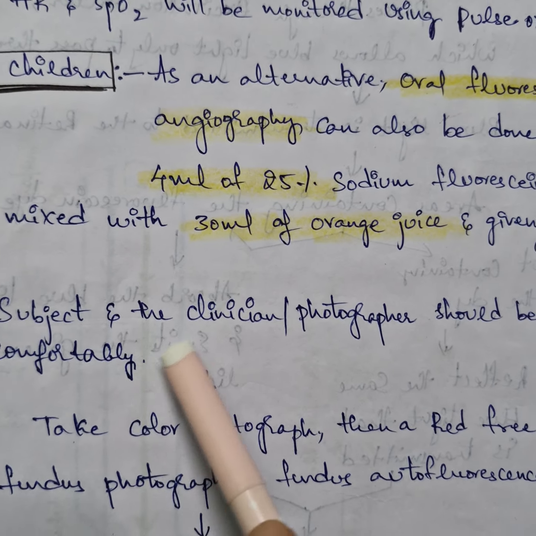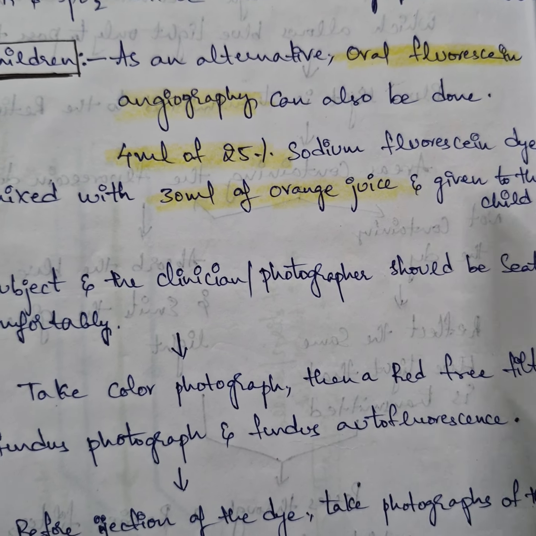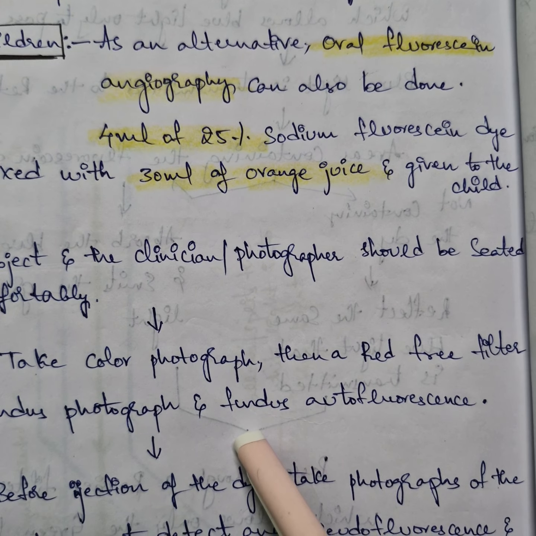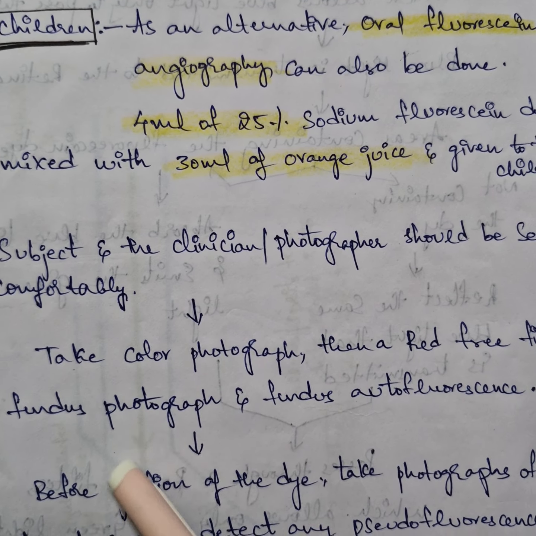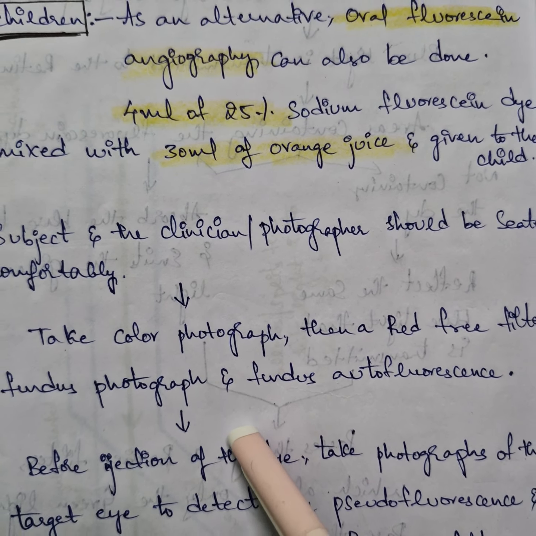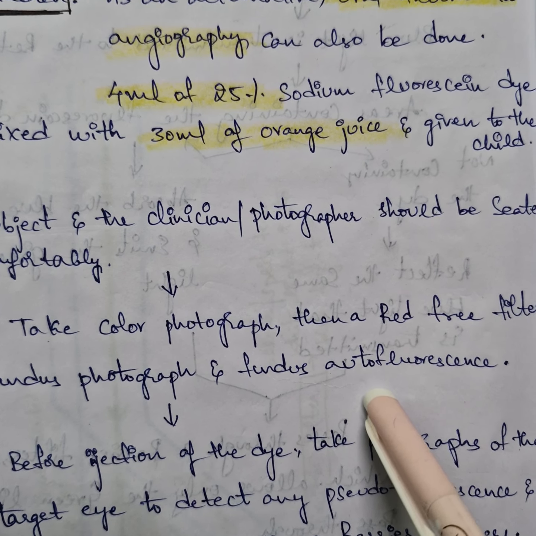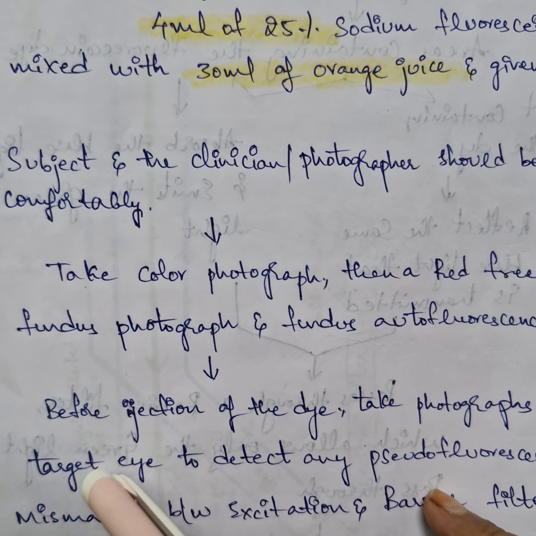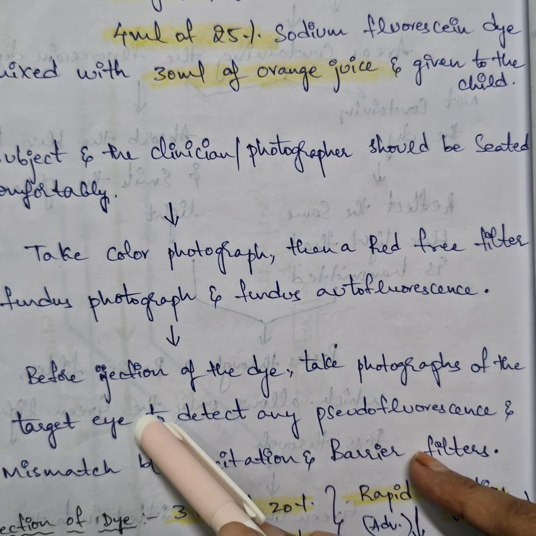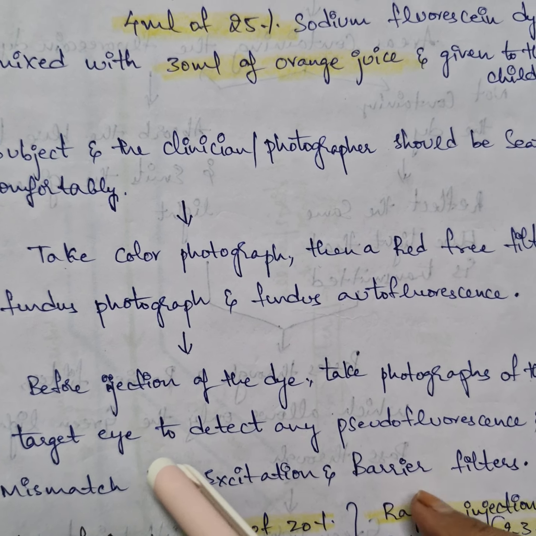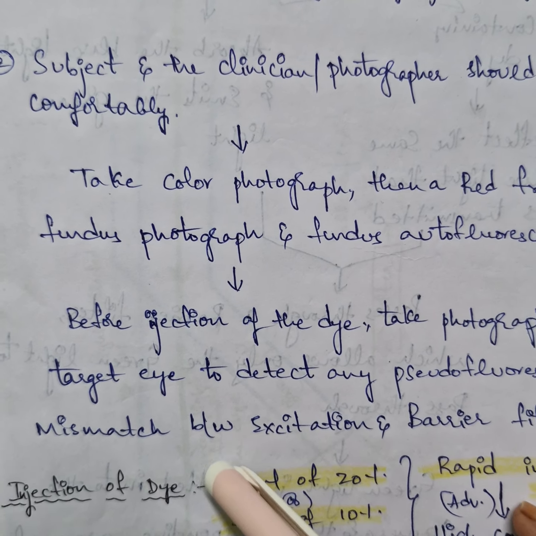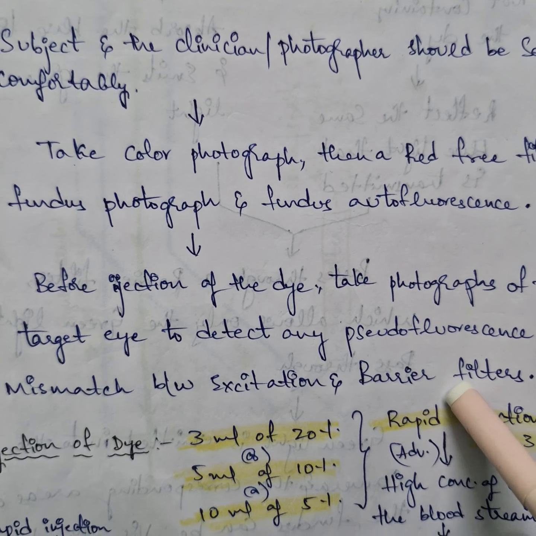Now the patient and the photographer should be seated comfortably. Then we take a color photograph first, then a red free filter fundus picture, and then a fundus autofluorescence picture. Before the dye injection we take photographs of the target eye to detect any pseudofluorescence and mismatch, if any, present between the excitation and barrier filters.